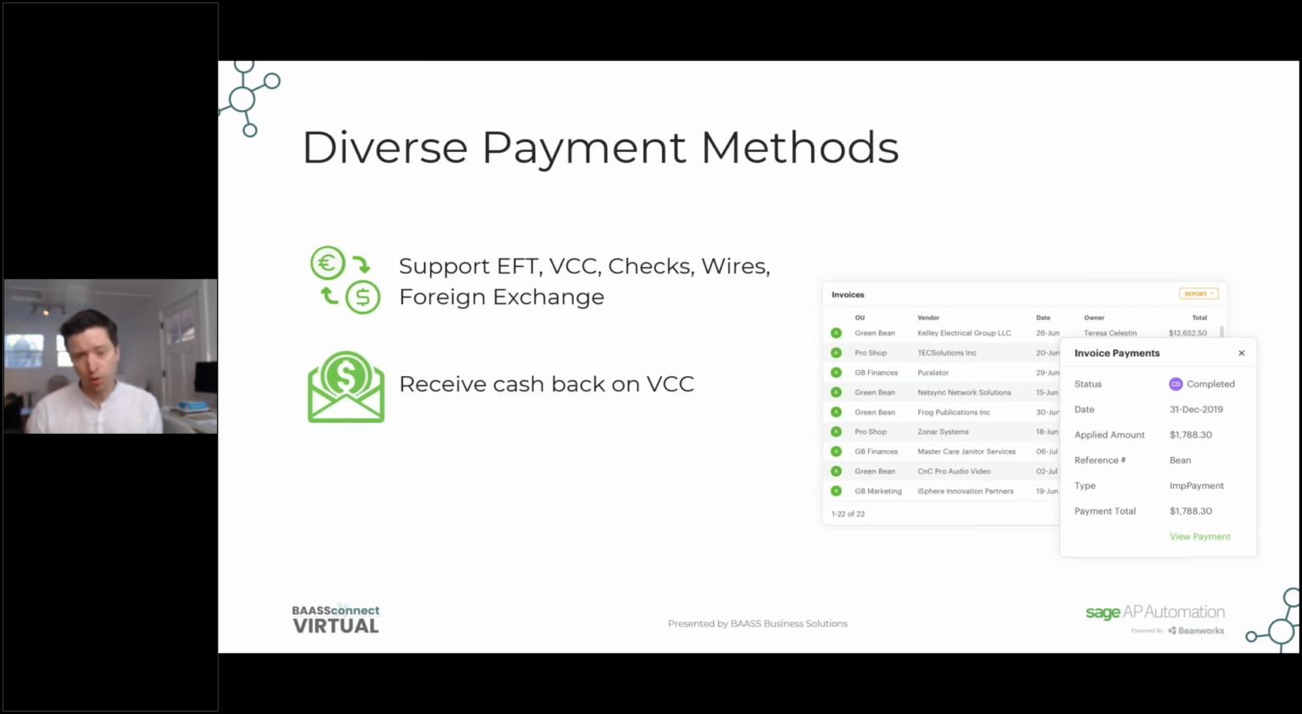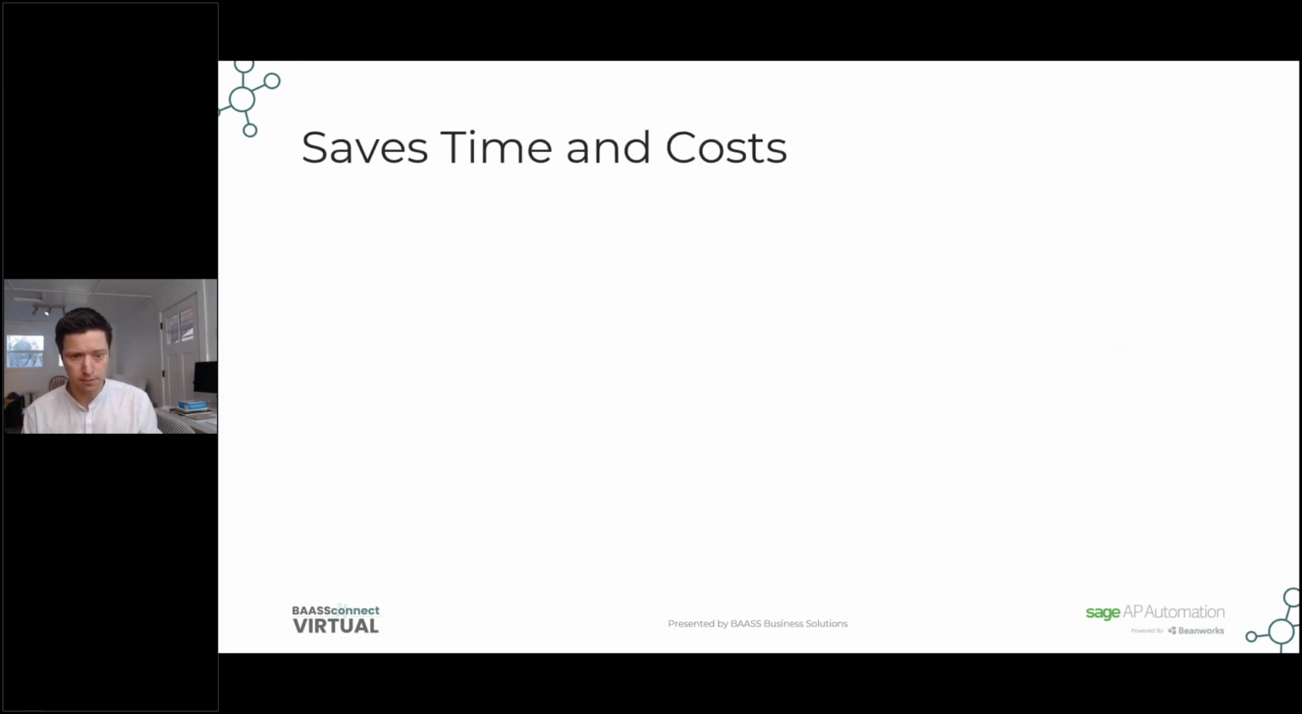Our payment module supports EFT, virtual credit cards, checks, wires, and foreign exchange. And you also get cash back as you start migrating your vendors over to VCC. But the most important part of the process is eliminating checks, as that's the most expensive payment method. When we changed our messaging from getting rebates on the VCC to saving time and money cutting checks, our customer adoption rate of our payment module went up from 2% to 90%. And that's basically because of the pain people really feel today on keeping the check processing in place.